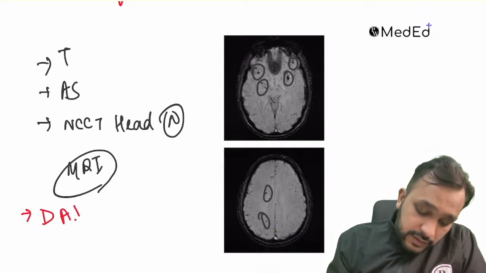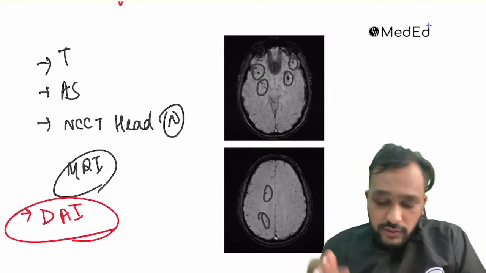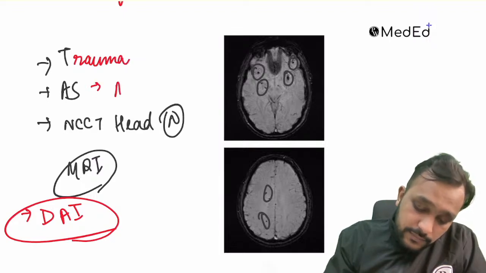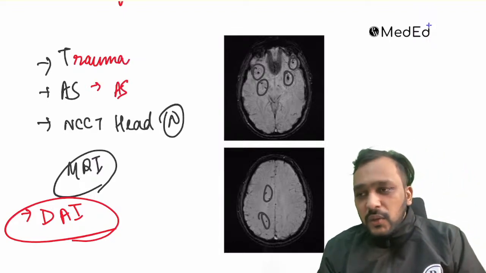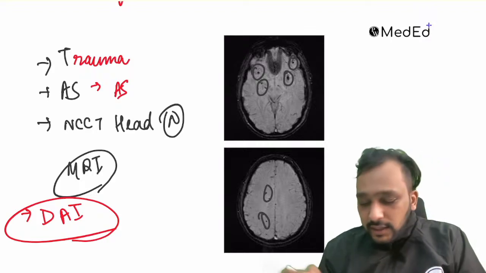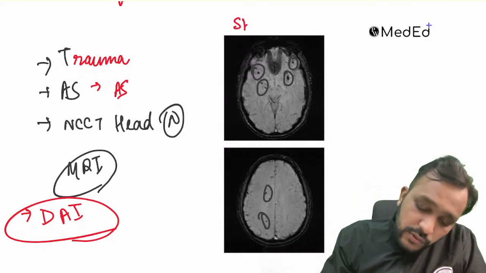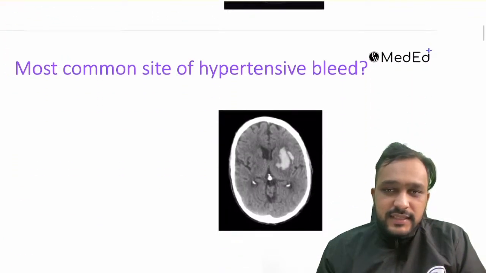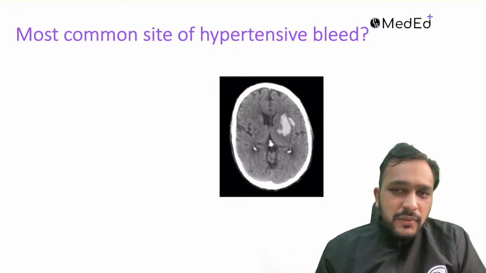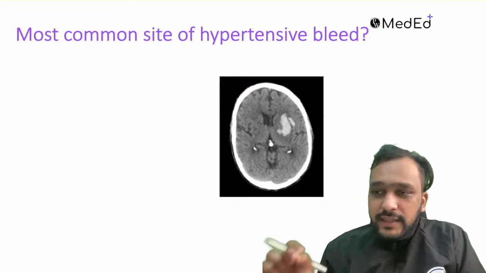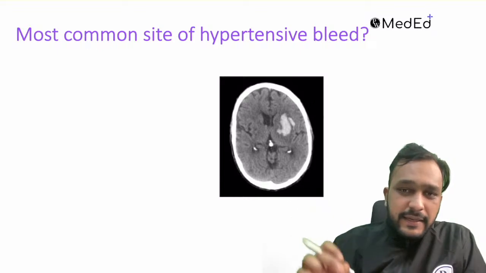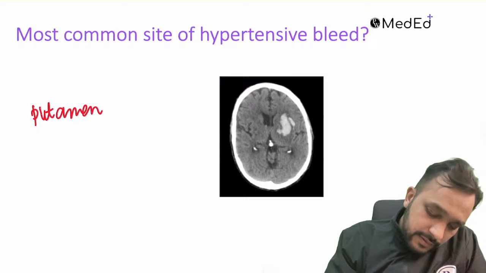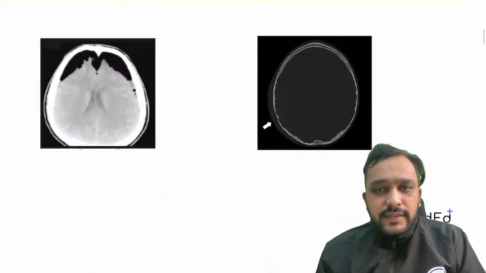The diagnosis is diffuse axonal injury. If you have these three characteristic features, that is trauma, altered sensorium, and a normal NCCT head, you are going to think of diffuse axonal injury. And what you will see on the SWI images are foci of blooming, predominantly at the gray white matter junction. A very simple question, asked again and again in your MCQs: the most common site of hypertensive bleed is the putamen, right? Putamen is the most common site.